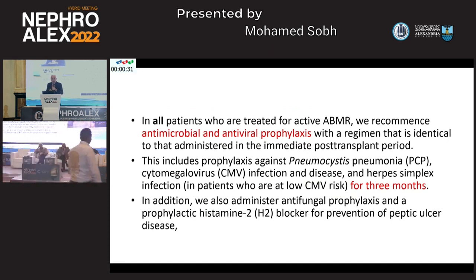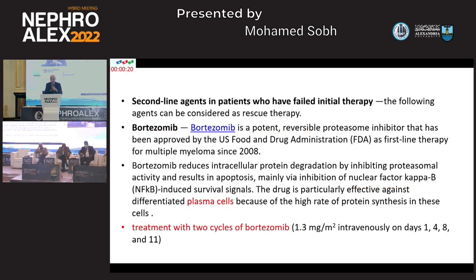In all patients who are treated for active antibody-mediated rejection, we recommend, of course, the same: give prophylaxis against CMV, against fungal infection, against Pneumocystis jirovecii. What if we fail in treatment of antibody-mediated rejection? What is the second line? In those patients, we give bortezomib.